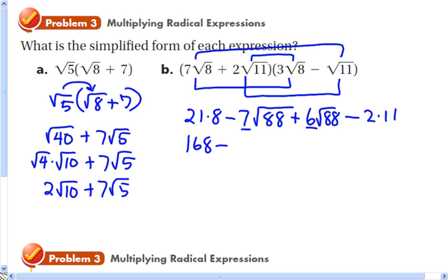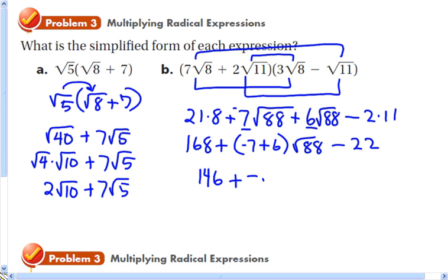Maybe I'll show that work here still, how we use the distributive property there. So we got negative 7 plus 6 times the square root of 88, and then minus 22. We can simplify 168 minus 22 is 146, and negative 7 plus 6 is negative 1 times the square root of 88.